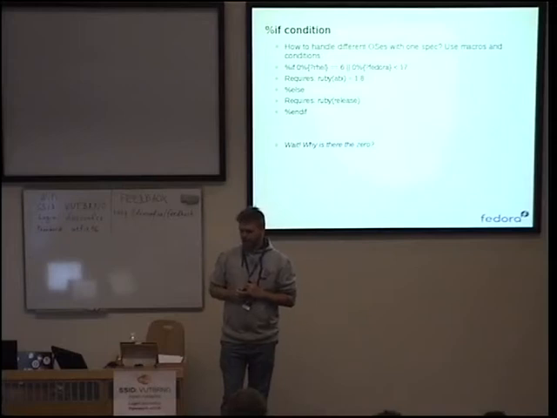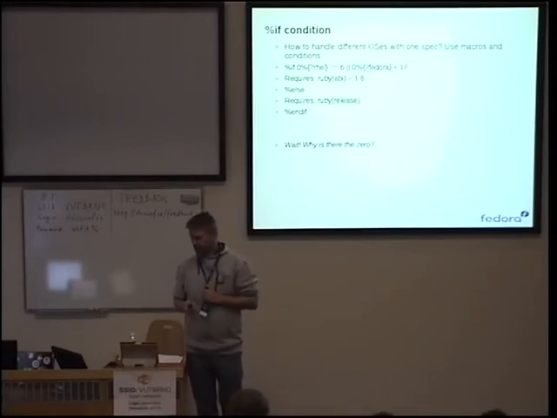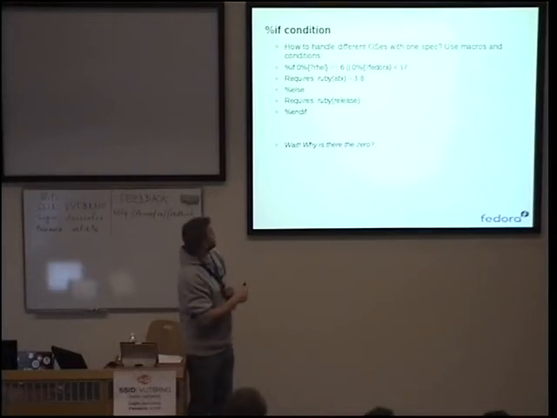Another interesting part is the if condition. It handles differences between OS or some other stuff. You can use conditions for a variety of stuff. But some developers use one spec for all distributions, for Fedoras, newer, older, and for RHEL. So you can see something like this: if RHEL is equal to 6 or Fedora is smaller than 17, then requires Ruby 1.8. If it is newer, then it requires Ruby release.